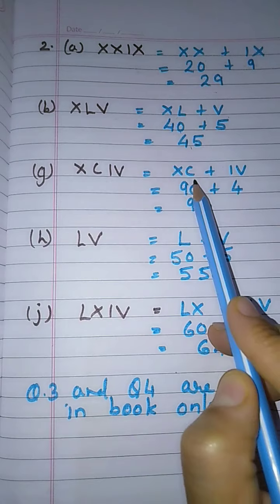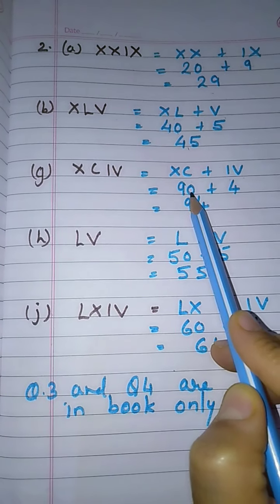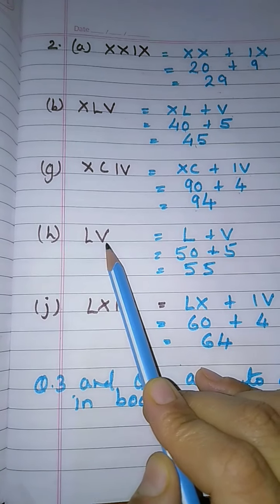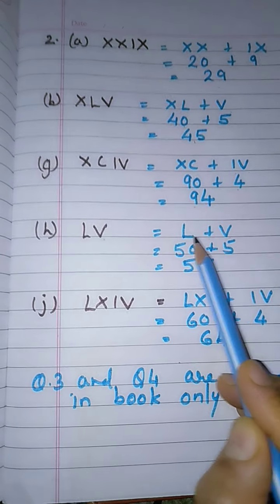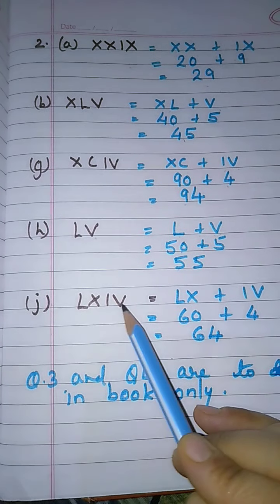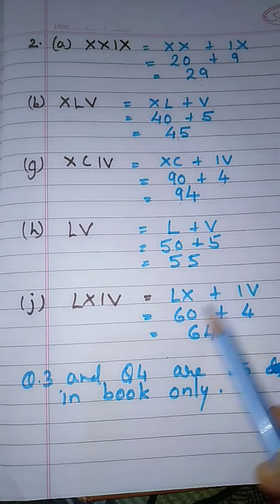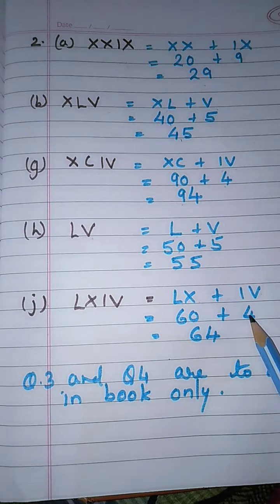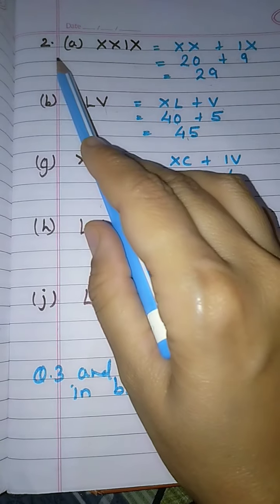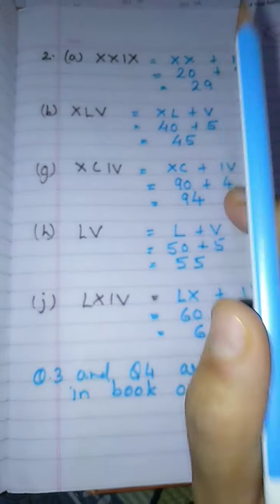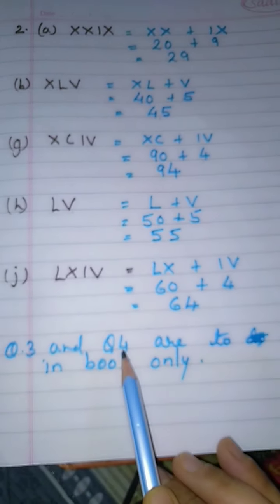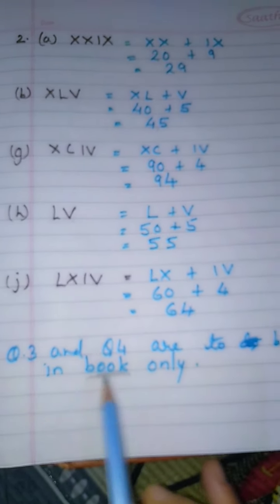So first we'll break it XC plus IV. XC is 90, IV is 4. It is 94. LV. L plus V. L is 50. V is 5. So it is 55. LXIV. LX plus IV. LX is 60 and IV is 4. So it is 64. So these are the 5 questions which I have solved from question number 2. Rest you will be solving on your own. And here there is a note, and I have told you before also that question number 3 and 4 are to be done in book only.